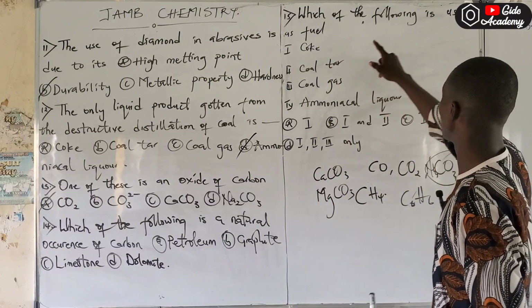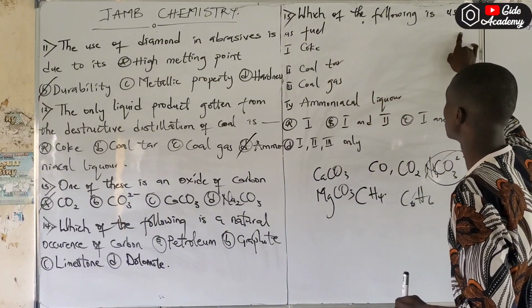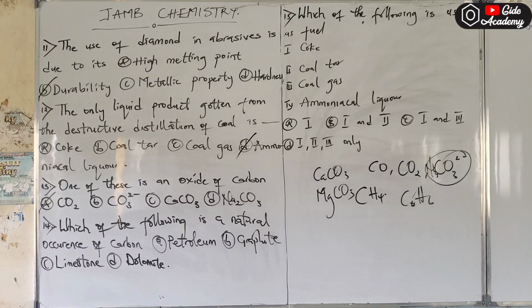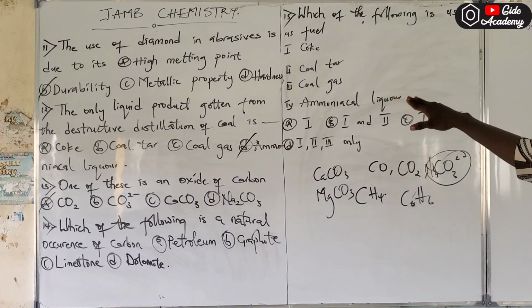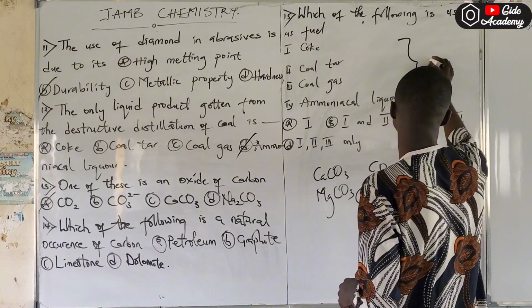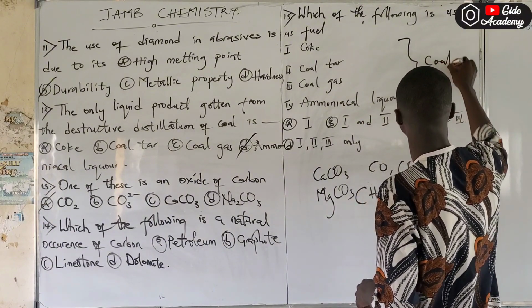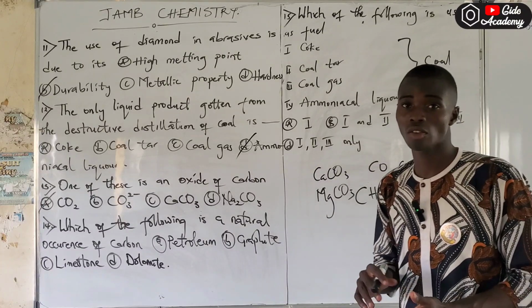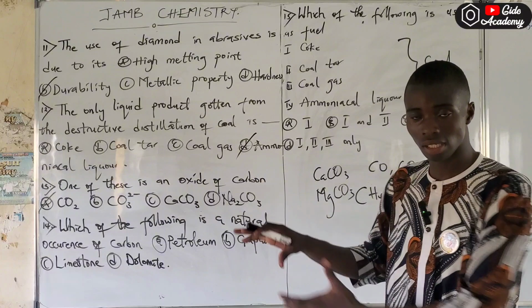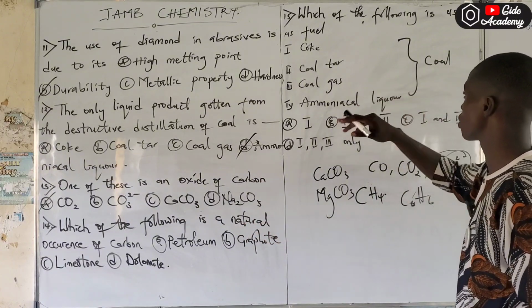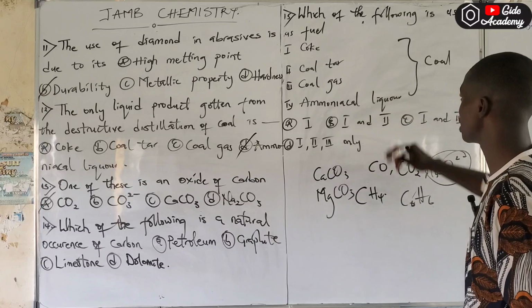Now, number 15, which of the following is used as fuel? These are fractions. We have coke, we have coal tar, we have coal gas, and we have ammoniacal liquor. All these fractions here are gotten from coal. The destructive distillation of coal is subjecting coal to high temperature and pressure in the absence of air. Be subject there to heat. You are going to get coke, coal tar, coal gas, and ammoniacal liquor.